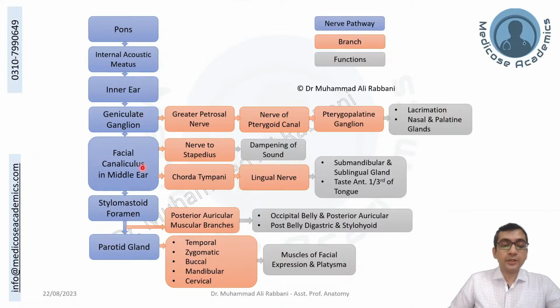Then the further continuation goes into the middle ear and gives two branches, the nerve to the stapedius and the chorda tympani. The nerve to the stapedius helps in dampening of the sound, and the chorda tympani goes and joins the lingual nerve, giving parasympathetic supply to the submandibular and sublingual glands, and the taste fibers are given to the anterior two-thirds of the tongue. I have written one-third, it is actually two-thirds of the tongue. Then there is the stylomastoid foramen, and from here, before entering the parotid gland, there are posterior auricular and muscular branches that give rise to these four muscles and the parotid gland.